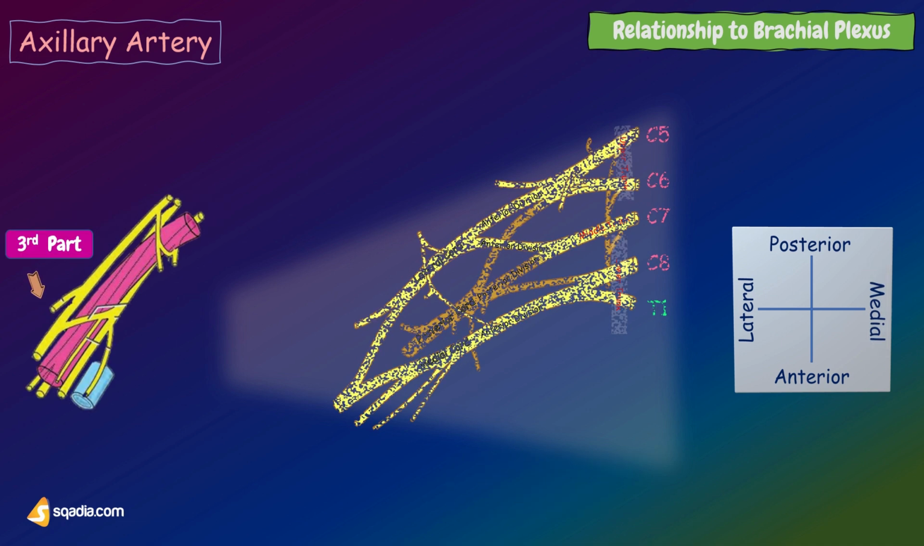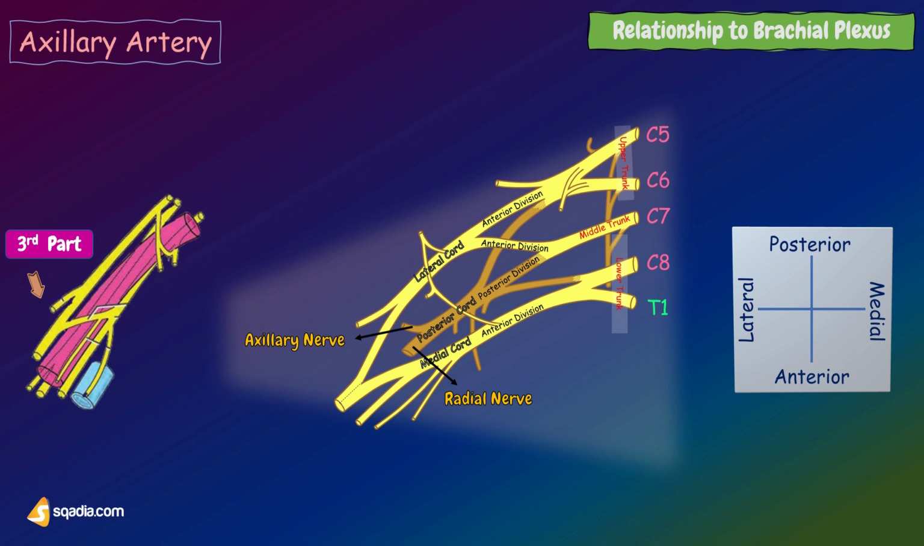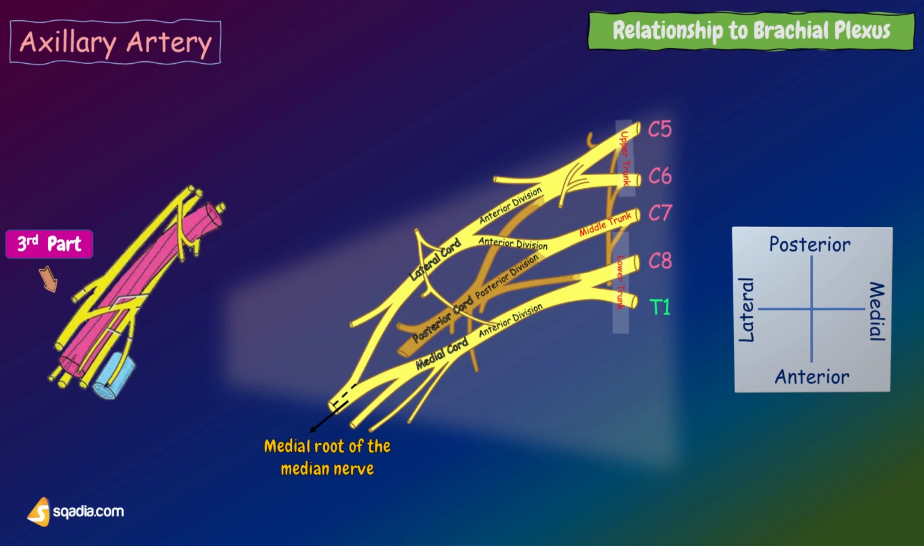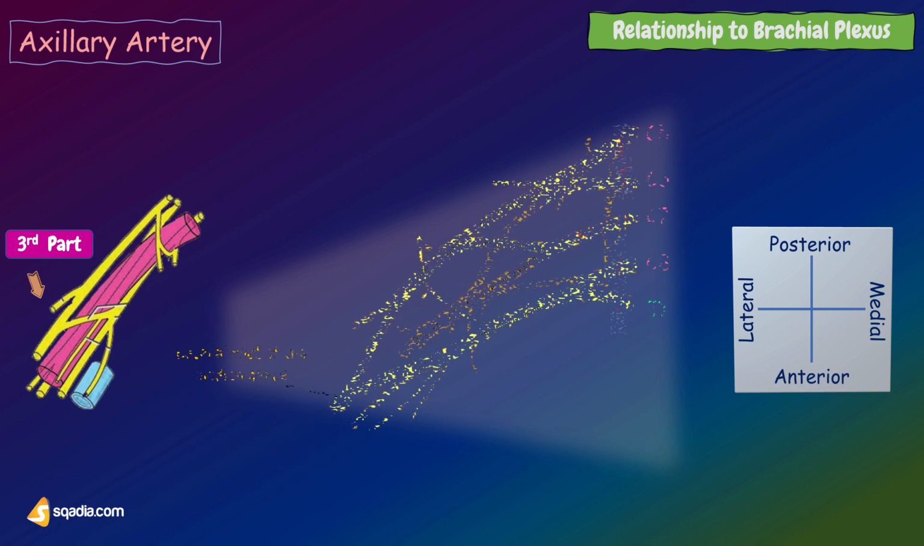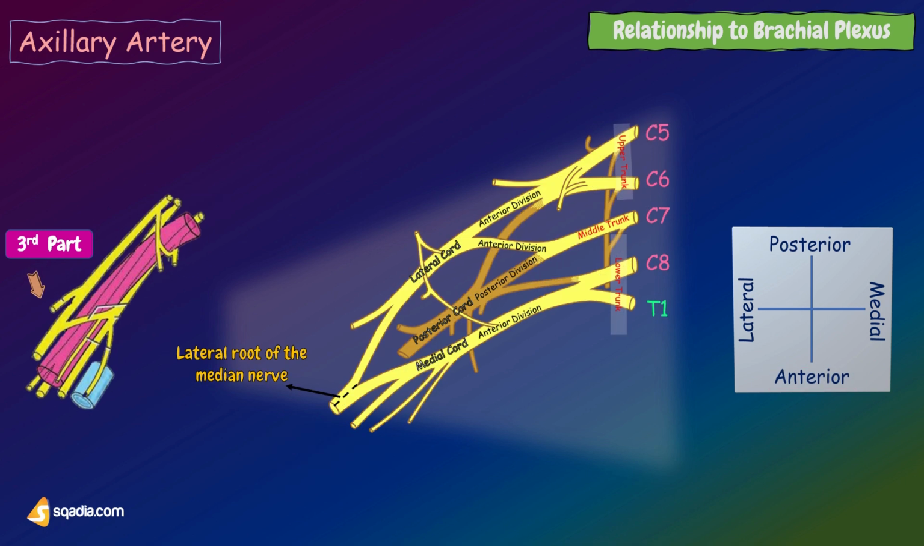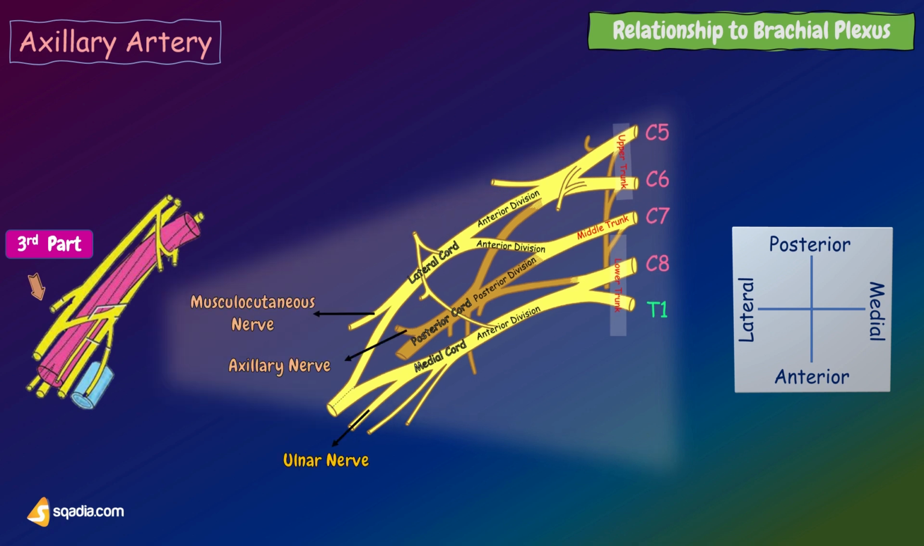The third part of the artery is posteriorly related to two branches known as the axillary and the radial nerve. Anteriorly, it is crossed by the medial root of the median nerve, as the latter passes laterally to join the lateral root. Lastly, we have the musculocutaneous, axillary, and ulnar nerves at the medial aspect of the third part of the axillary artery.